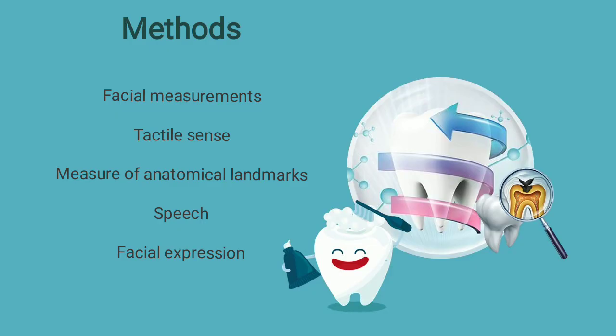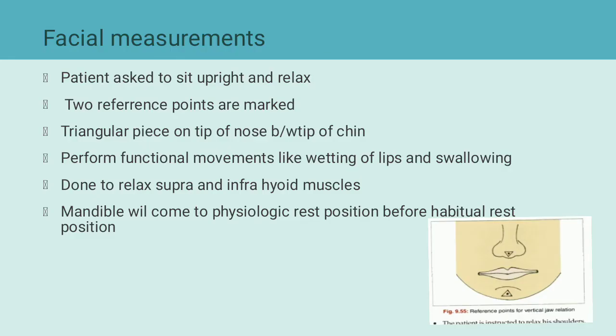Next, we go into the methods of recording the vertical dimension at rest. There are various methods. The first one is facial measurement. Next is tactile sense. Third is measurement of anatomical landmarks. Next, speech, and the final one, facial expression. Let's go into the facial measurements.